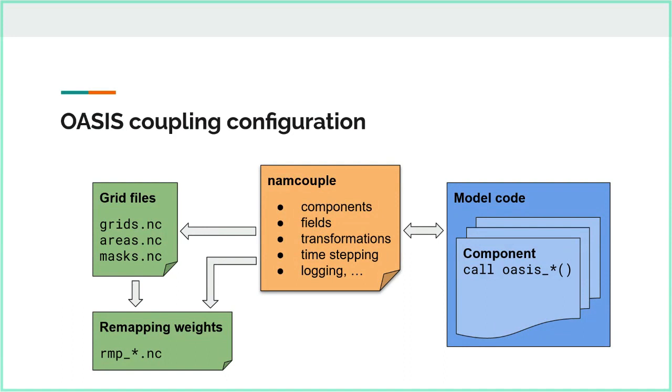You can solve that, and in fact many groups do, by providing all the possible grid files, all the possible remapping files, but of course this has a combinatorial complexity, right? If you look at the combinations of things.